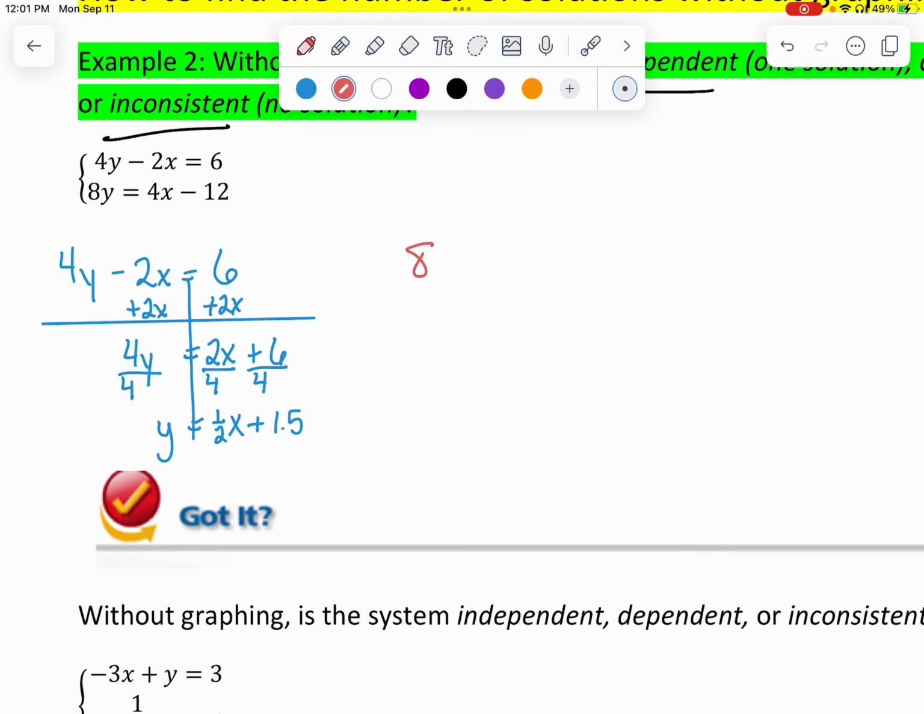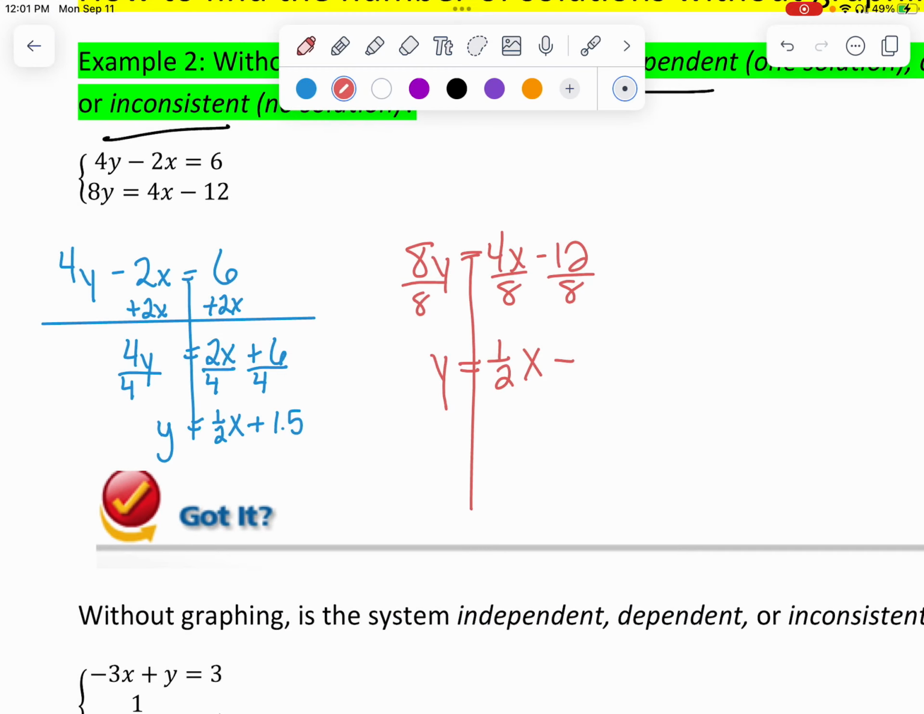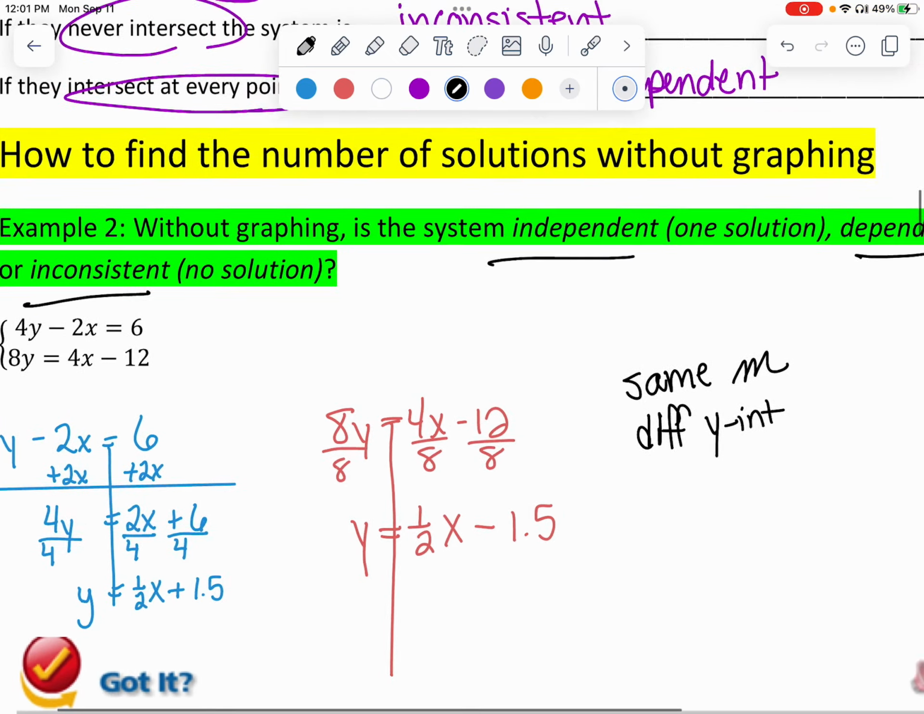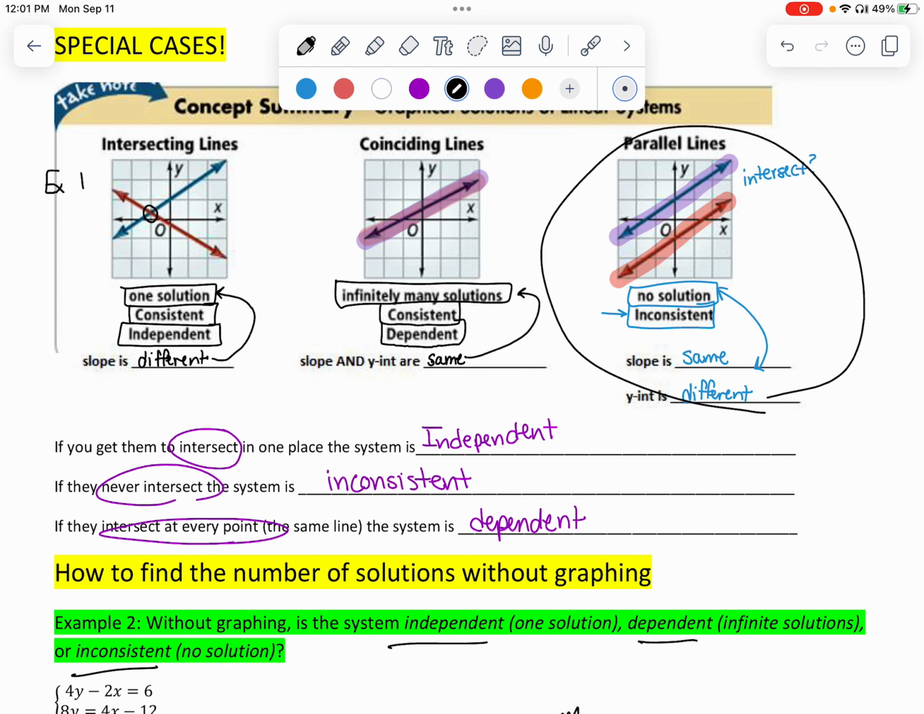What I'm going to do now is I want to look at 8y equals 4x minus 12. Divide by 8, divide by 8, divide by 8. 4 over 8 on my calculator would give me 1/2, minus, let's take a look at 12 over 8, minus 1.5. Now, you might think, boy, those look really almost the exact same, and you'd be right. But here's what we're going to state. We're going to say, hey, they have the same slope, same m, but they have different y-intercepts. So using this beautiful little chart up here, I can see that those would be parallel lines.